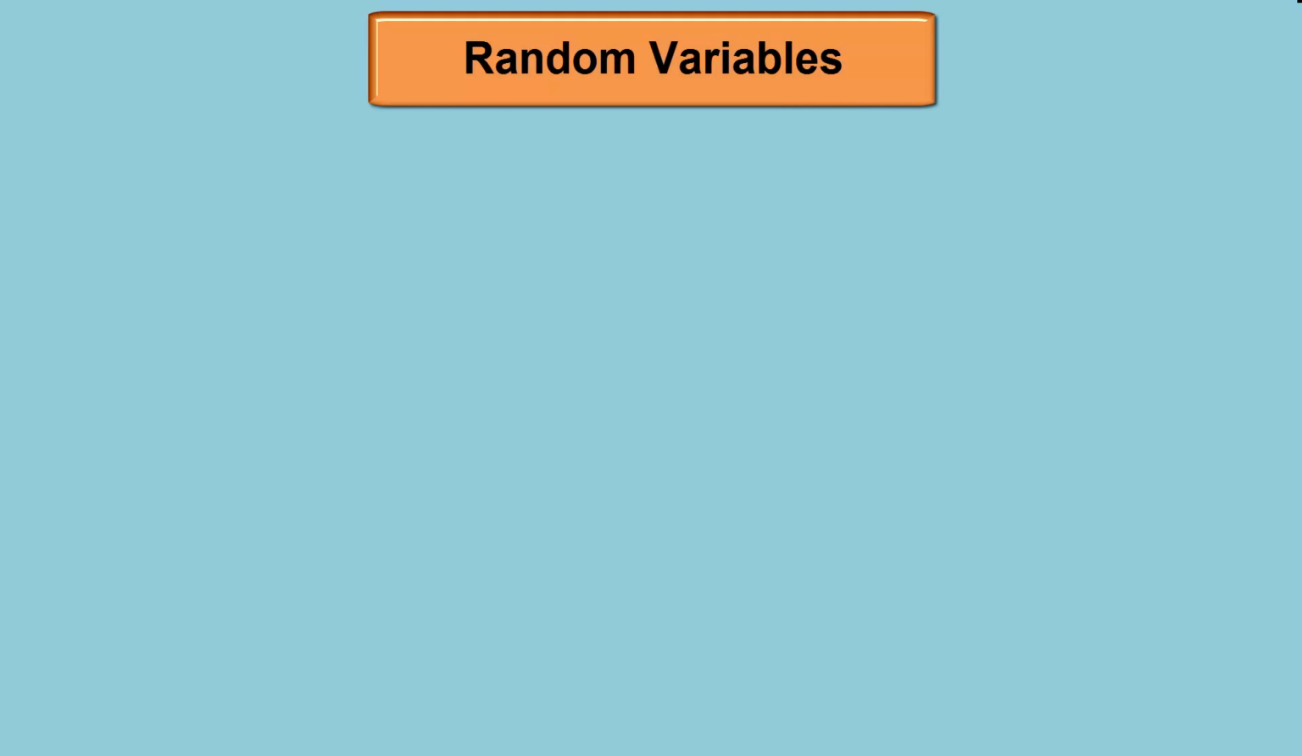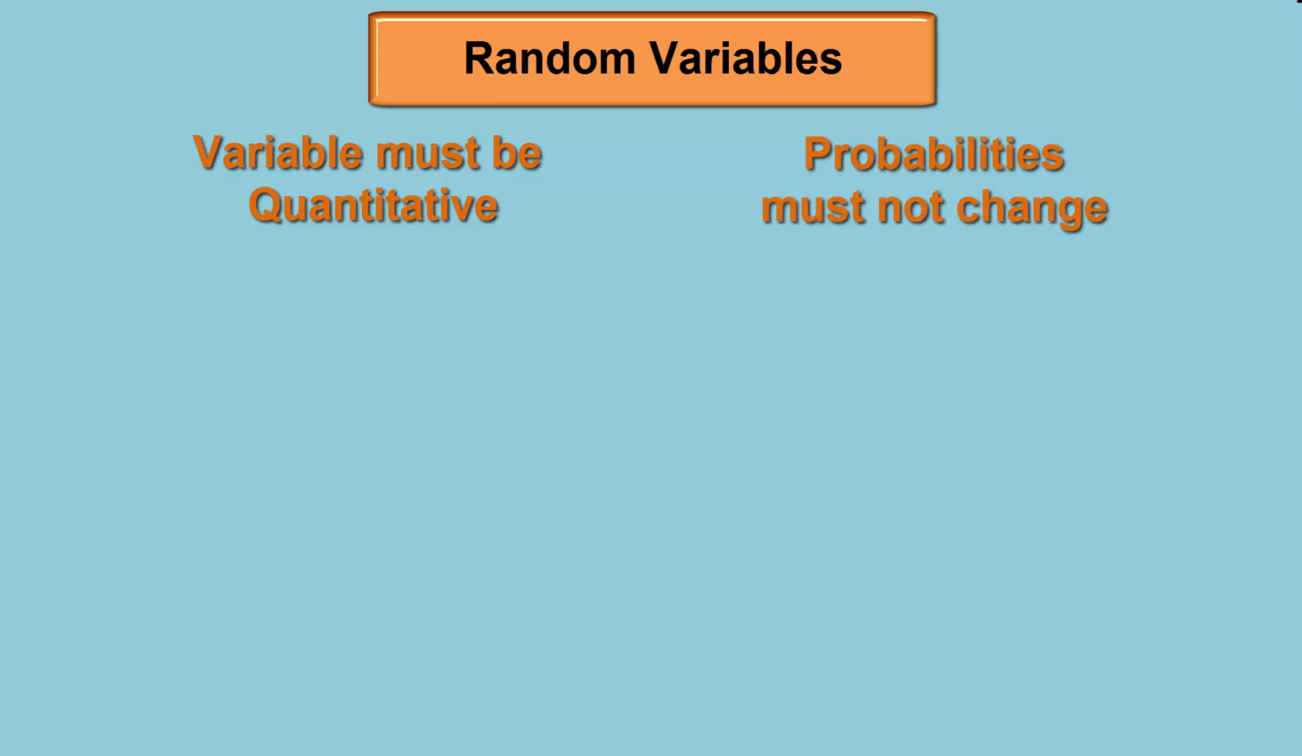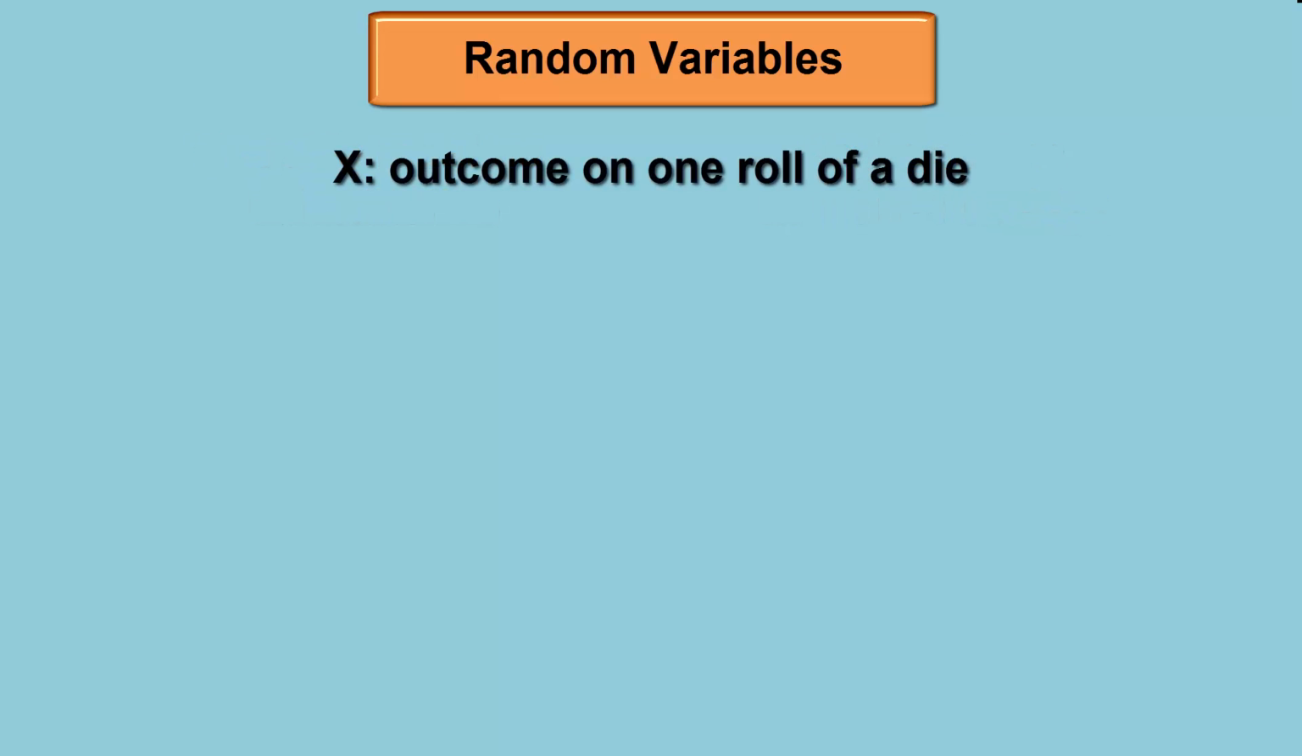A new class or type of probability situation involves random variables. These are variables that must be quantitative and their outcomes must follow a probability distribution that does not change. A simple example is the outcome rolled on a single die.